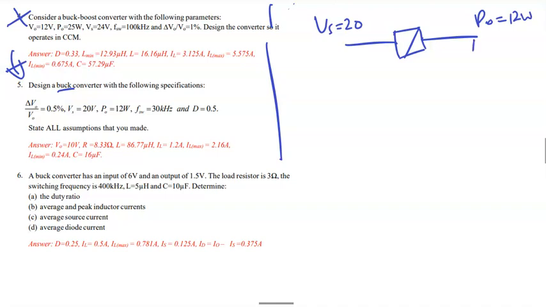Then the ripple factor of 0.5%. Then what else we have here? Switching frequency, F switching, 30 kilohertz. What else we have? Duty cycle 0.5. So all the assumption that you need is that this converter should operate in CCM. Okay, for this moment we assume that it should be run in CCM.